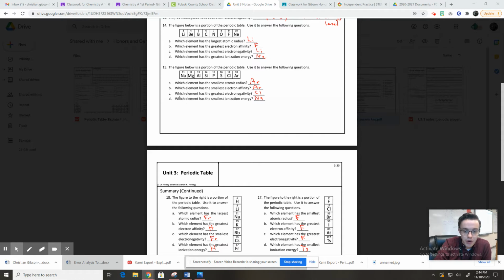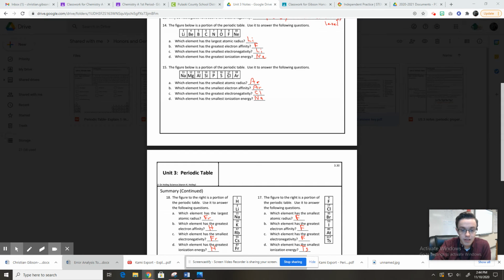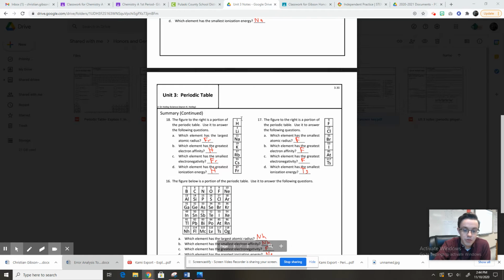C, which element has the greatest electronegativity? That's going to be chlorine here, because it increases from left to right, but with electronegativity, just like electron affinity, we've got to take out the noble gases. So that's why chlorine has the highest. D, which element has the smallest ionization energy? It also increases from left to right, so sodium would have the lowest.